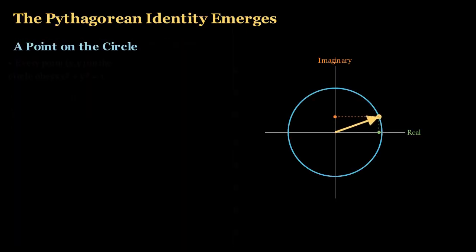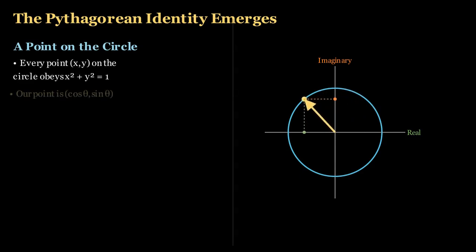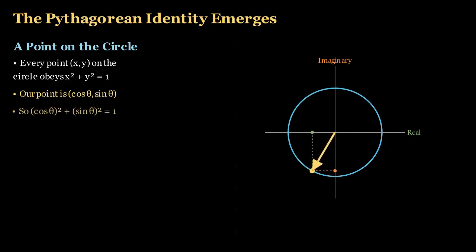We just located our point using cosine and sine. Now, because that point lies exactly on the unit circle, its coordinates must satisfy the circle's equation x squared plus y squared equals 1. Substitute cosine and sine, and the most famous identity in trigonometry falls right out.